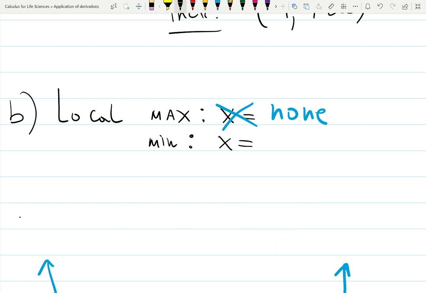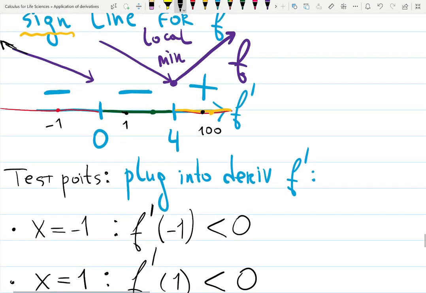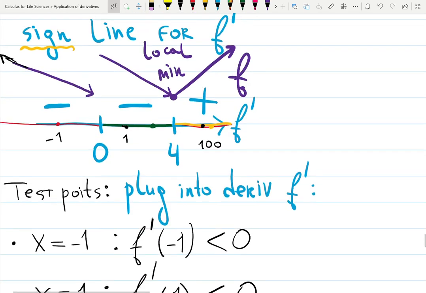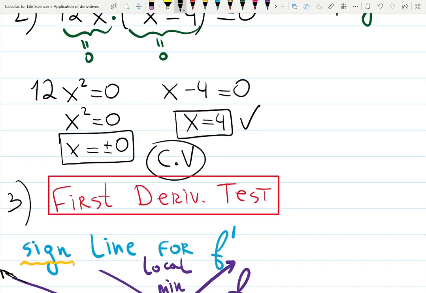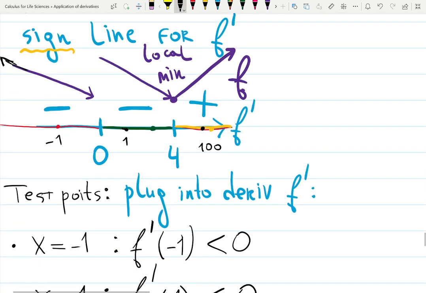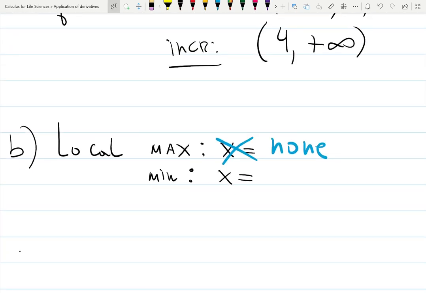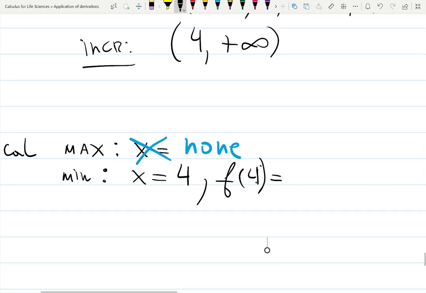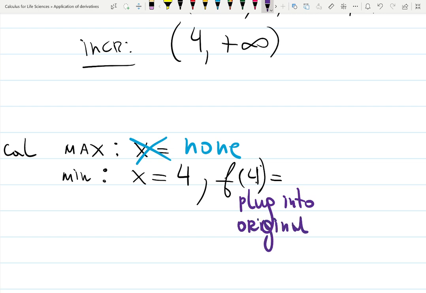For the minimum, though, we do have an x that gave us a minimum. Which one? 4. Of those two candidates for local max and local minimum, 4 ends up to be a local minimum, while 0 ends up to be nothing. So 4. Now we need to find f of 4 to see how low or high that relative extreme value goes. So I need to plug into the original. At the end, you always do the same step at the very end.